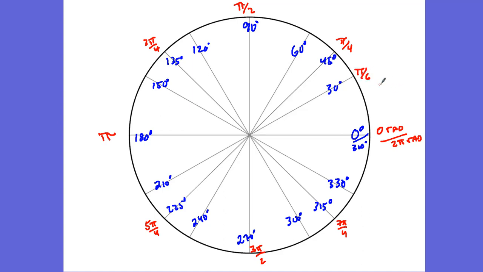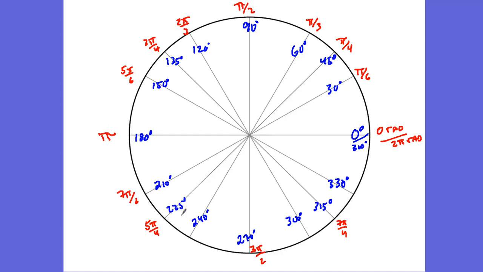1/6 of a pi. So let's count in 1/6. Just like we count in 30, 60, 90: 1/6, 2/6, 2/6 reduces to pi over 3. 3/6, 4/6, which reduces to 2 pi over 3. 5/6 pi. 6/6 pi, which reduces to 1 pi.